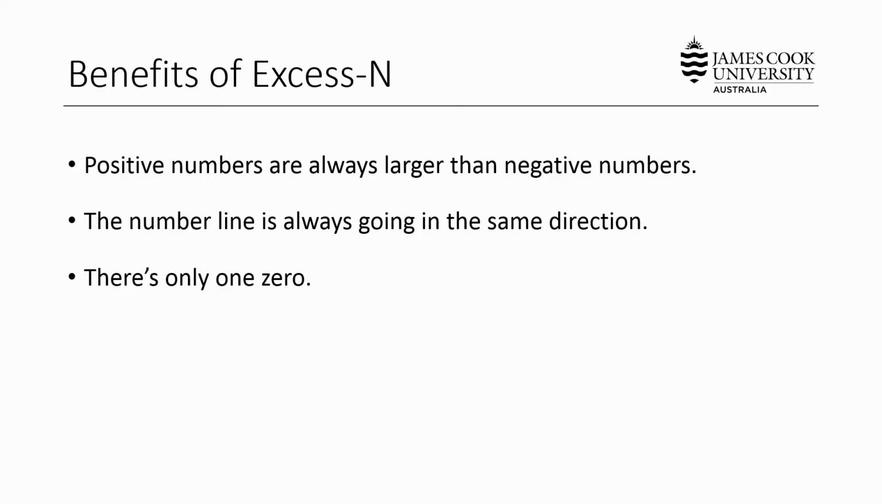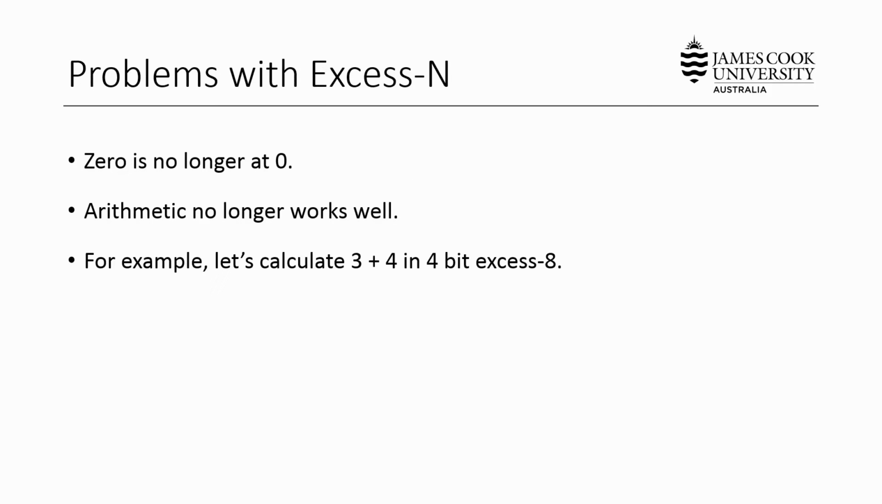The benefits of this method is that the positive numbers are always larger than the negative numbers, which is useful. Another benefit is that the number line is always going in one direction. And there's only one 0. So it looks pretty good. But there are still some problems. The 0 is no longer at 0, which is a problem.